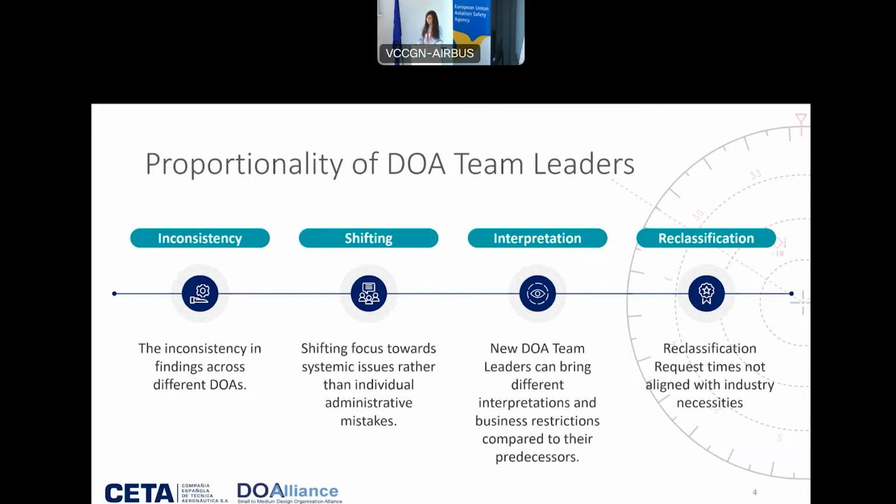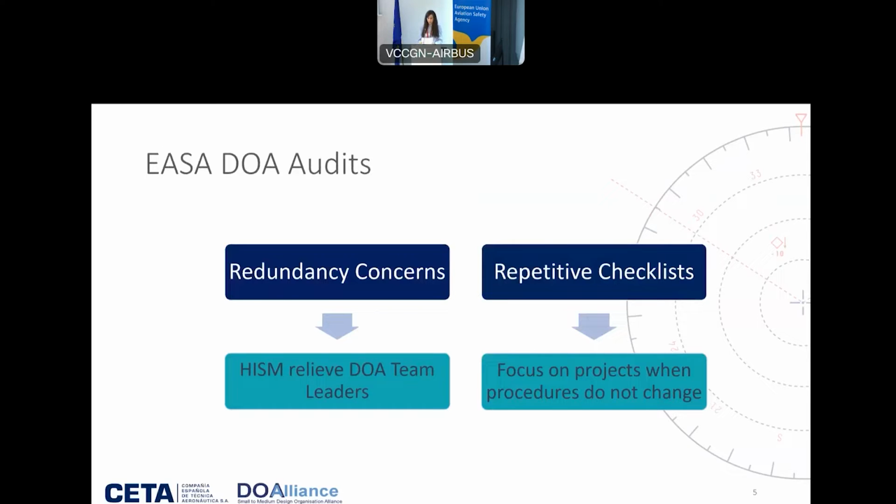Now let's turn to the next point, which is EASA audits, because the purpose of this point is to discuss a more efficient approach for internal auditing for small and medium design organizations. The first issue that I would like to address is the redundancy concern, because the team leader and the head of independent system monitoring share and often follow the same audit questionnaire.